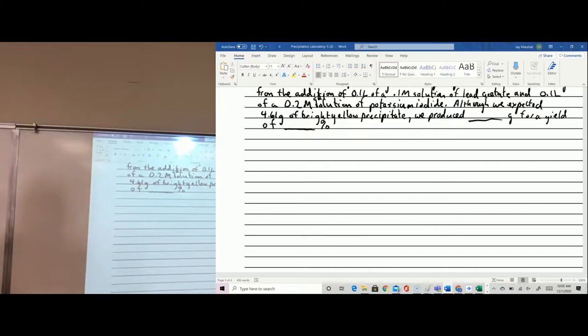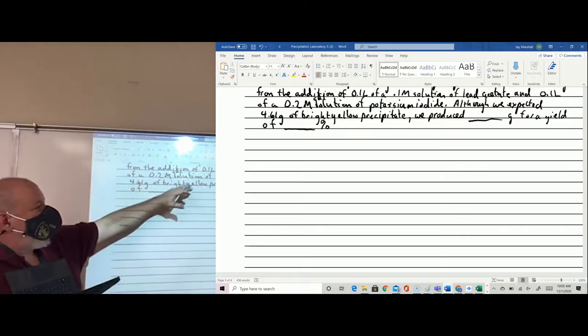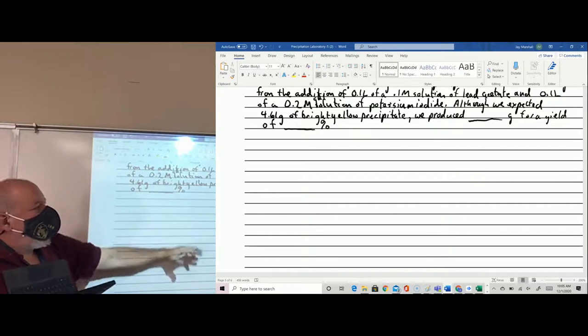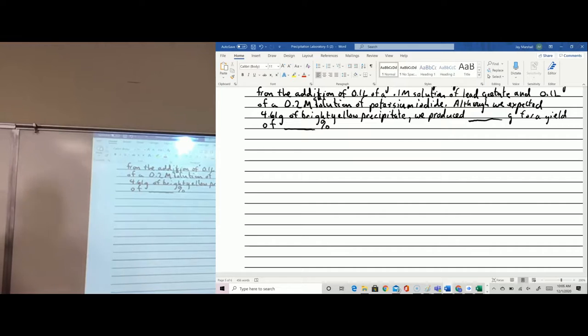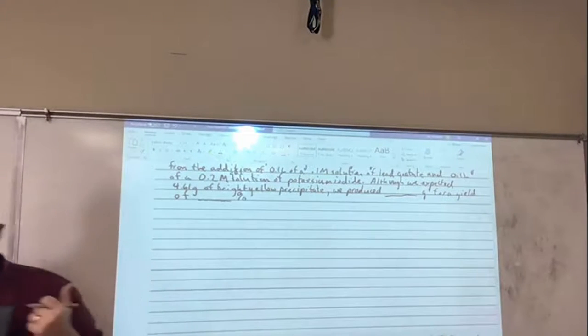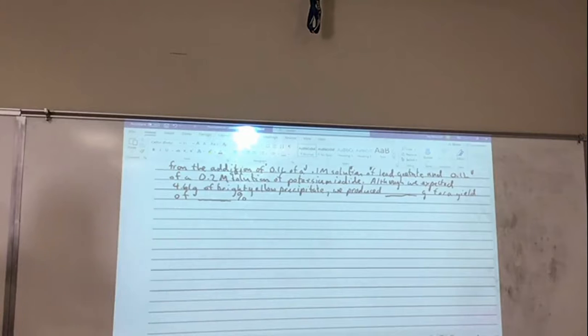Now, this is not all of what our purpose was, is it? We also had a purpose of, we wanted to learn about making solutions, we wanted to learn about separating mixtures, we wanted to learn about how to create a percent yield. All of that stuff will be part of your conclusion that says, in conclusion, we did this, but we also, while we accomplished this percent yield thing, we also learned about these procedures and things. Okay?